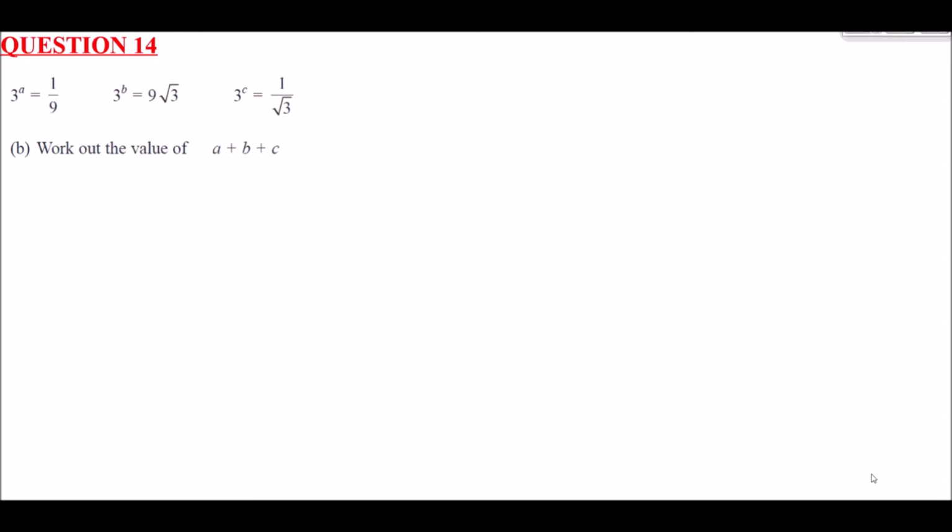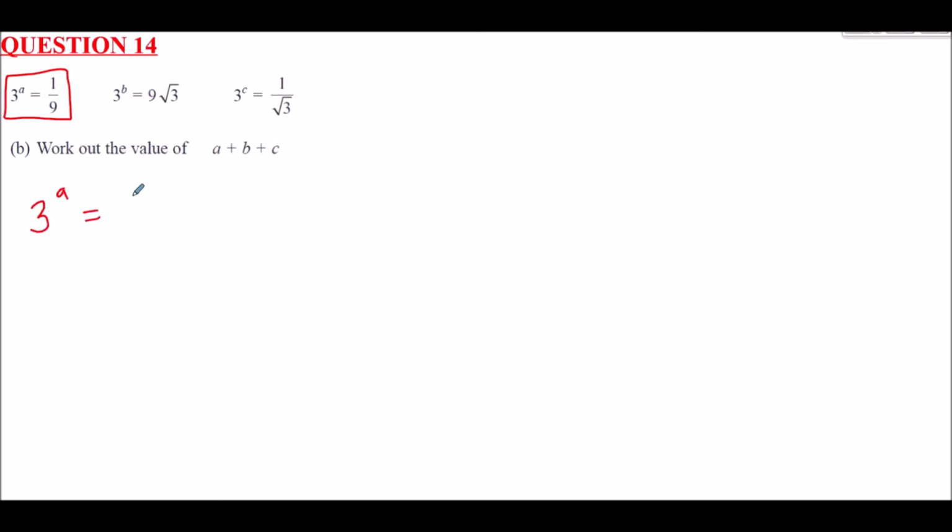Question 14, we've got one about indices. So these, we have 3 to the power of different things: 3 to the power a, 3 to the b, 3 to the c, and we need to work out the value of a plus b plus c. So there's no other way around this apart from knowing laws of indices. So if we just focus on 3 to the a first of all. So we're told that 3 to the a is 1 over 9.